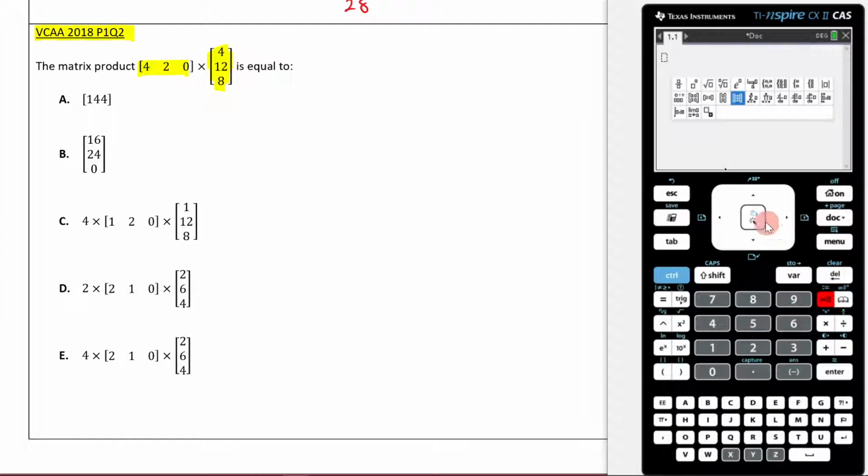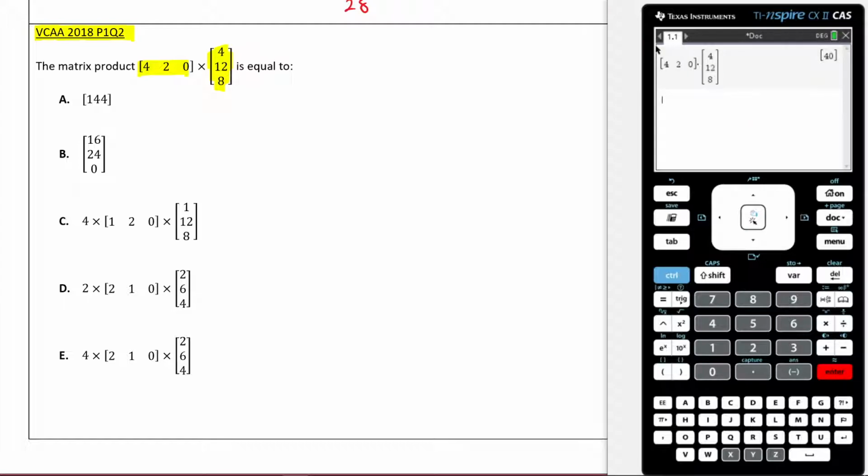Okay, so let's do that. We're going to come over here. We've got this: a 1 by 3 because it's 1 row, 3 columns, and it's 4, 2, 0. And then we're going to multiply it by, come over here, a 3 by 1, so this is a 1 here, and it's 4, 12, 8. So you can see the answer is 40.